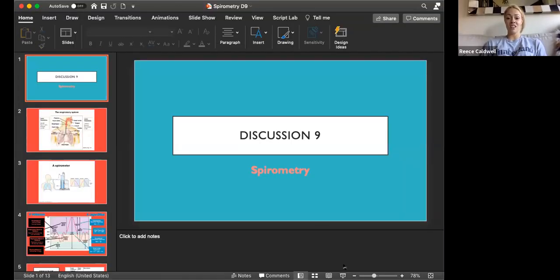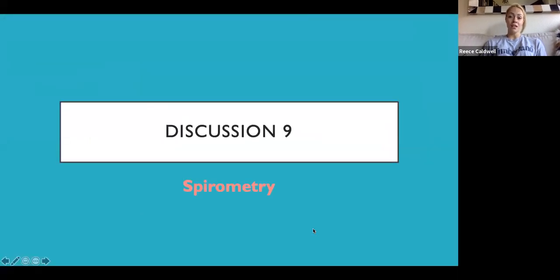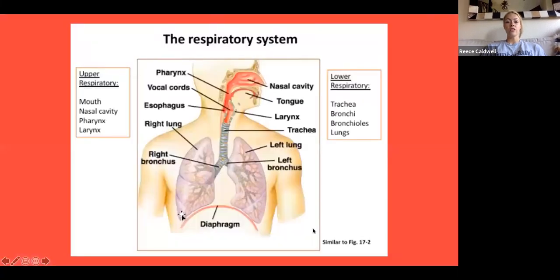So again, this is discussion 9 and we are looking at spirometry. So we have 9 and 10 before exam 4, and it'll be looking at the respiratory system. So we're going to kind of start with the basics today. So here's an overview of the respiratory system.